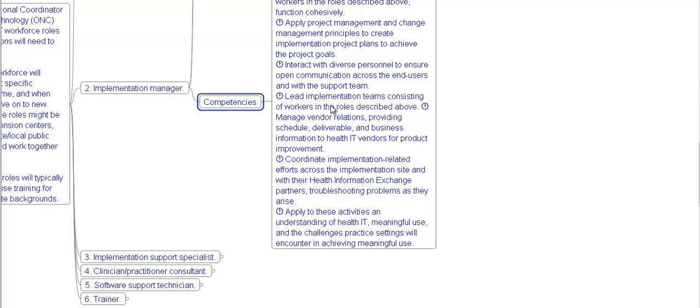Lead implementation teams consisting of workers in roles described above, and manage vendor relations, providing schedule, deliverable, and business information to the health IT vendor for product improvement. Coordinate implementation-related efforts across the implementation sites and with their health information exchange partners, troubleshooting problems as they arise. Apply to these activities an understanding of health IT, meaningful use, and challenges practice settings will encounter in achieving meaningful use.